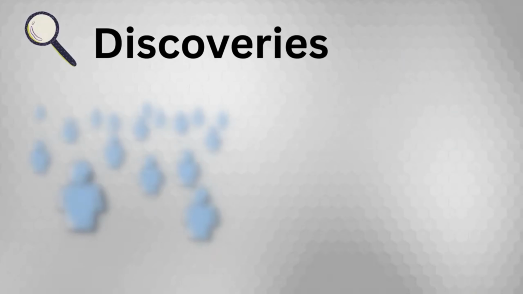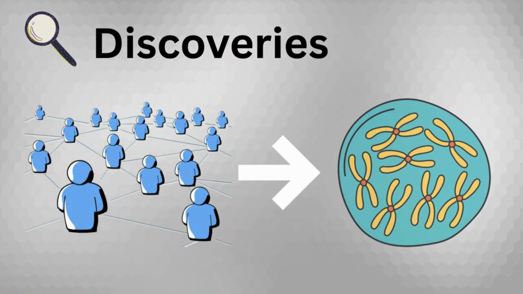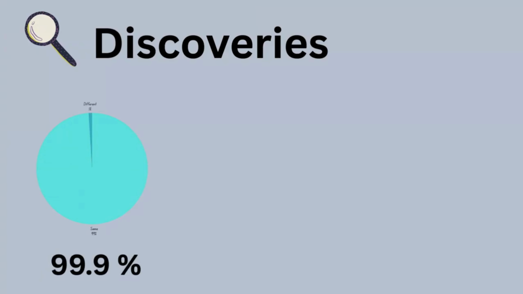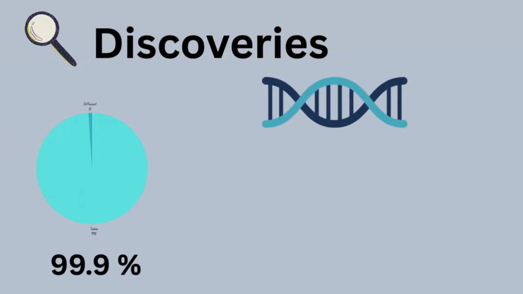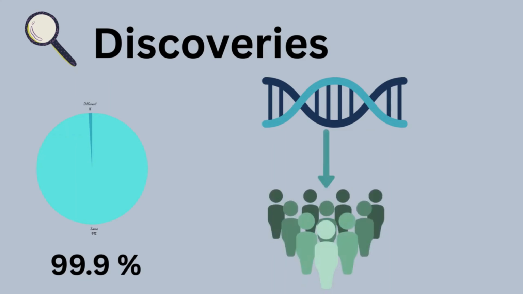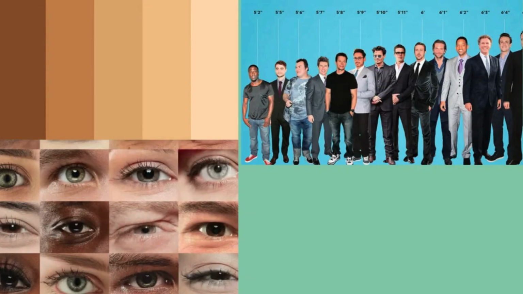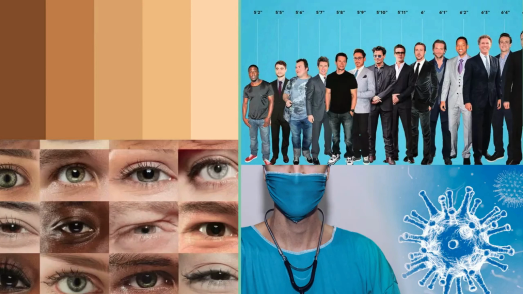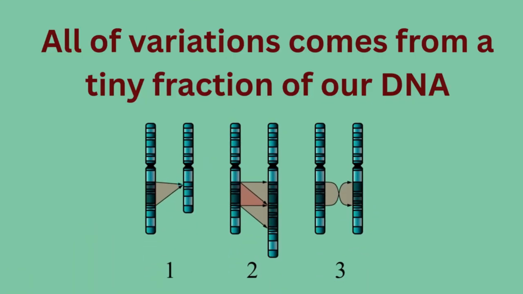They also discovered that all humans are almost identical at the genetic level. More than 99.9% of your DNA is the same as every other human on Earth. So skin color, height, eye shape, even disease risk, all of that comes from a tiny fraction of our DNA.